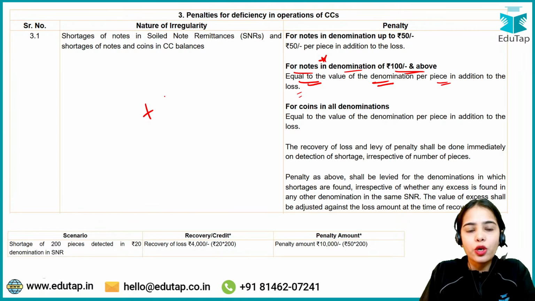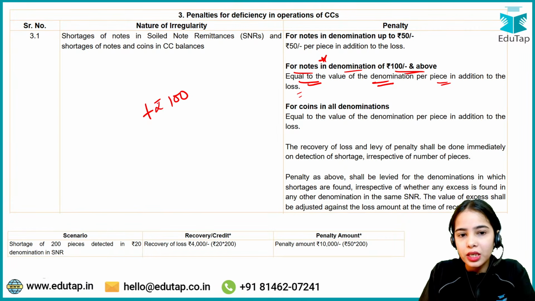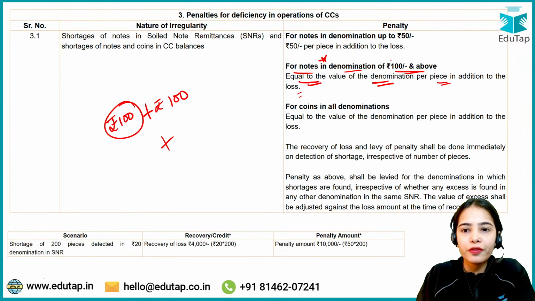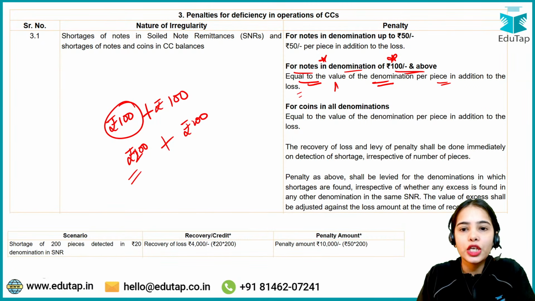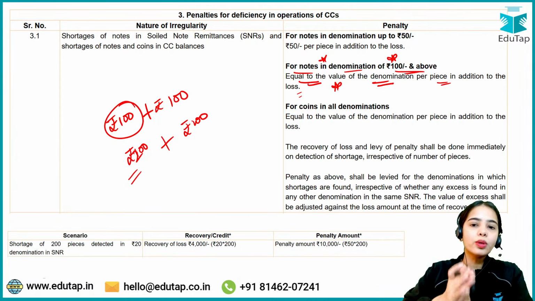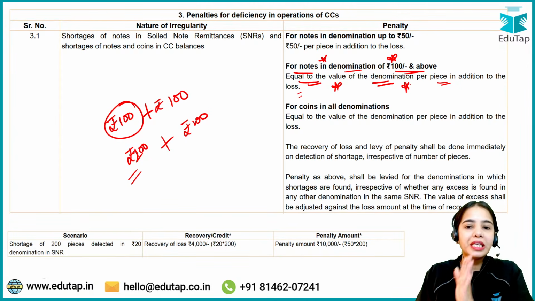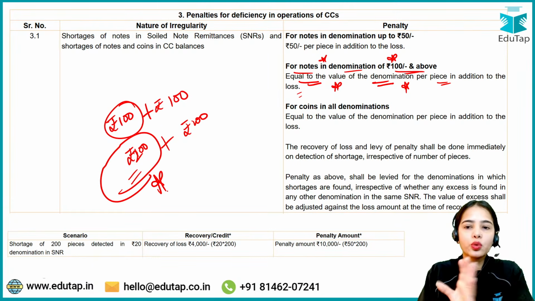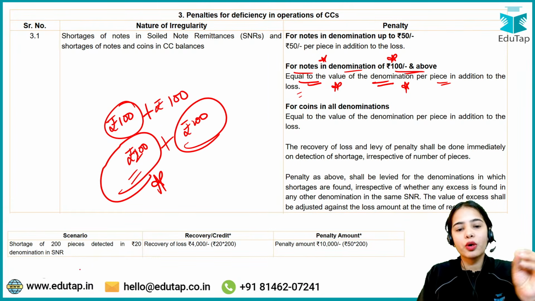So, let's say a loss has happened of a 100 rupee note, and the penalty is also 100 rupees. If a loss has happened for a 200 rupee note, the penalty is 200. So this is the idea: for notes in denomination of 100 rupees and above, the penalty will be equal to the denomination, as well as the loss amount has to be paid.